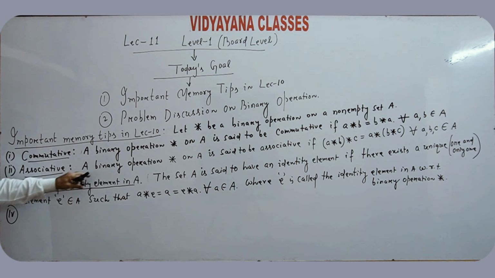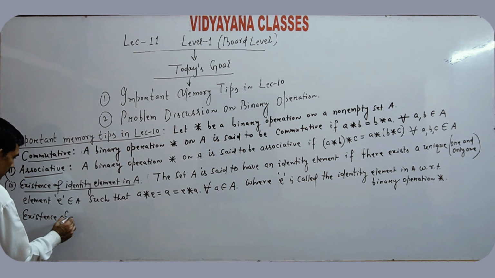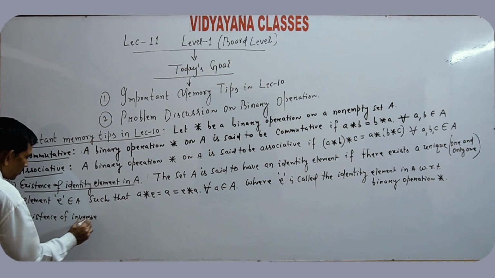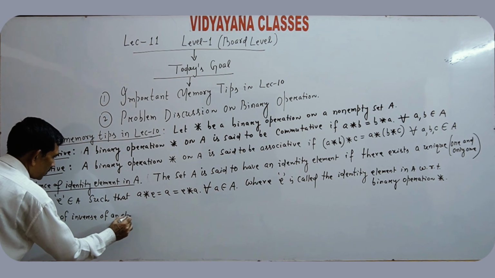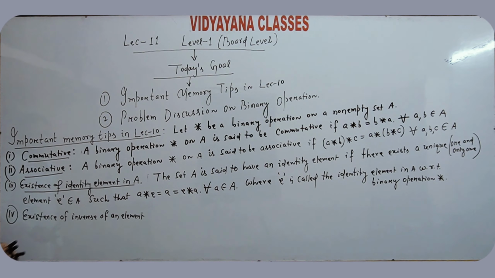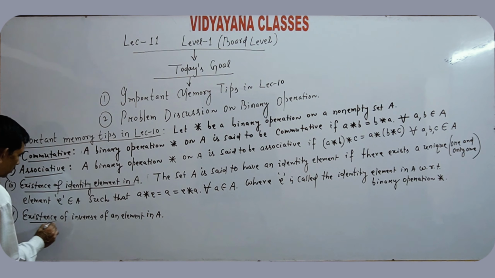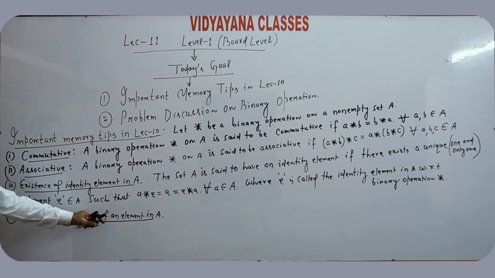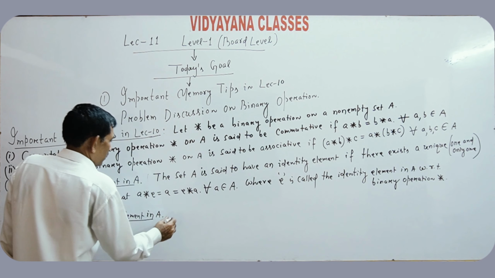it is the definition of a commutative, it is the definition of associative, it is the definition of existence of identity element in A. Existence of inverse of an element in A. What is the definition?